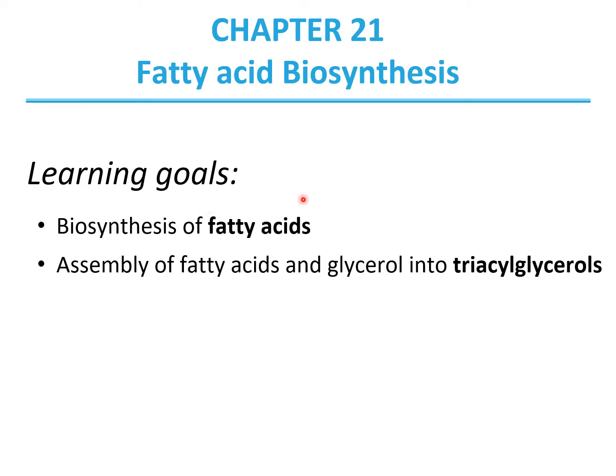Here, your goals are to learn how we synthesize fatty acids, focusing on palmitic acid first, and how we can assemble these fatty acids into triacylglycerol with glycerol as the backbone.